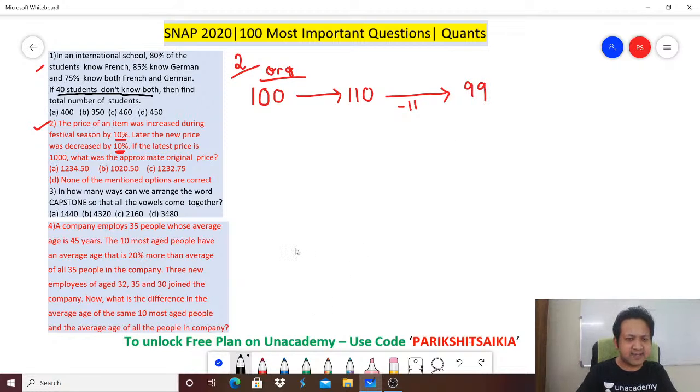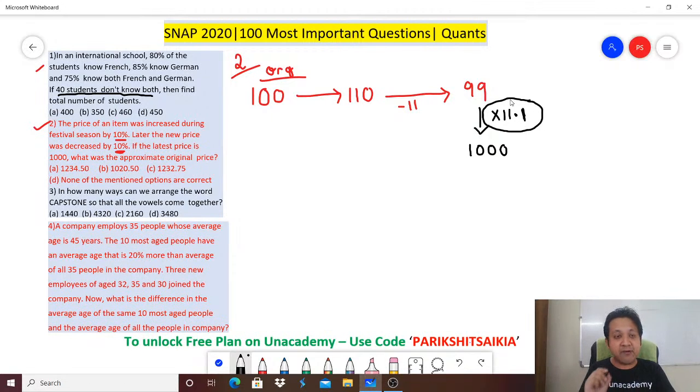Now what does the question say? If the latest price is 1000, the question is saying no, it's not 99. Actually this price is 1000. Perfect. Make your adjustments. 99 into 11.1 will get you approximately 1000. So your multiplying factor is 11.1. It means every number that you have assumed, you need to multiply with 11.1 to arrive at the final answer.